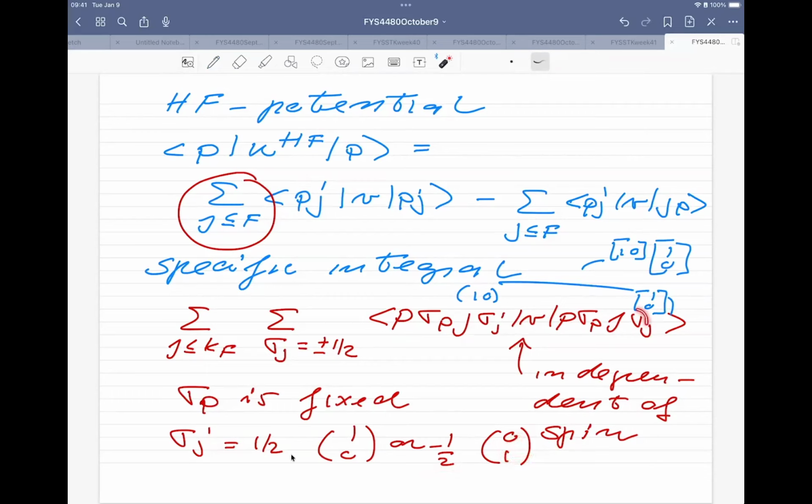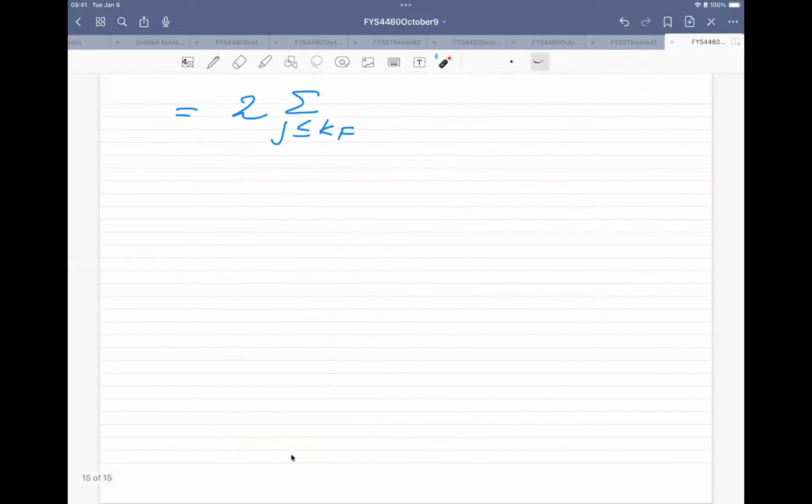So the interaction doesn't depend on this, so I can perform the spin sums independently, and what I'm going to get is something which I'm going to write without the spin degrees of freedom. So this contains only the spatial degrees of freedom, P and J. Okay? It's a little bit compact notation, but I hope you can live with that, or that it's acceptable.